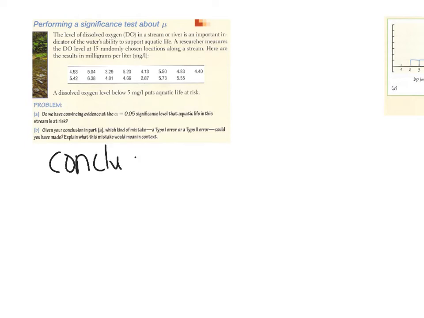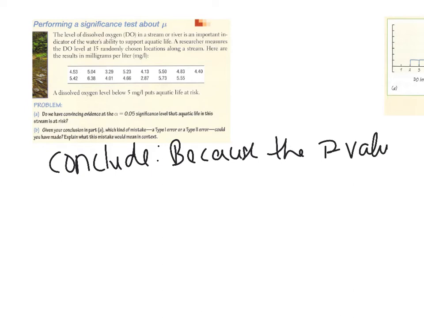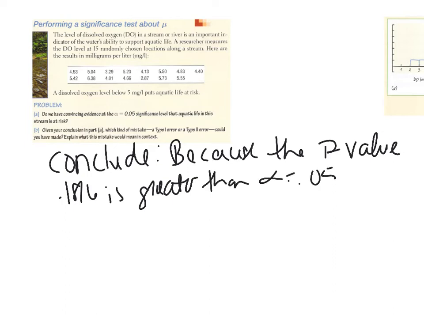So I'm going to conclude that because the p-value, and I'm going to state what that is, because the p-value 0.1816 is greater than my alpha equals 0.05, we will fail to reject the null hypothesis. And then I need to put my context.